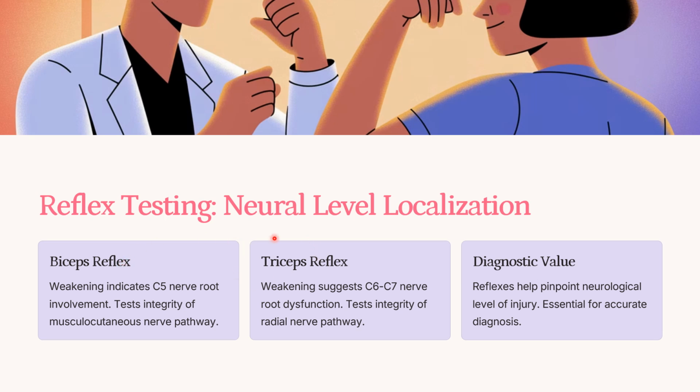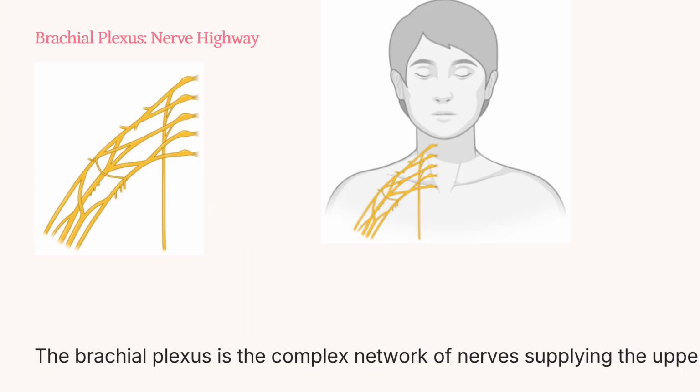But the triceps is supplied by the radial nerve, which is by C6, C7. So mainly C5, C6 is the one responsible for biceps, and C6, C7 is the one responsible for the triceps. So this will test the integrity of the radial nerve. So this is how the diagnostic value of the nerve roots plays an important role.